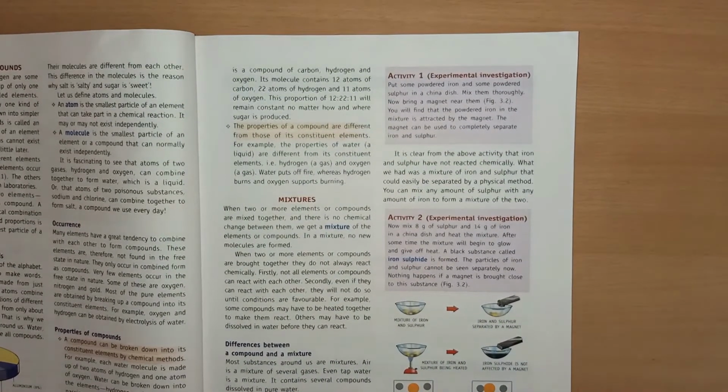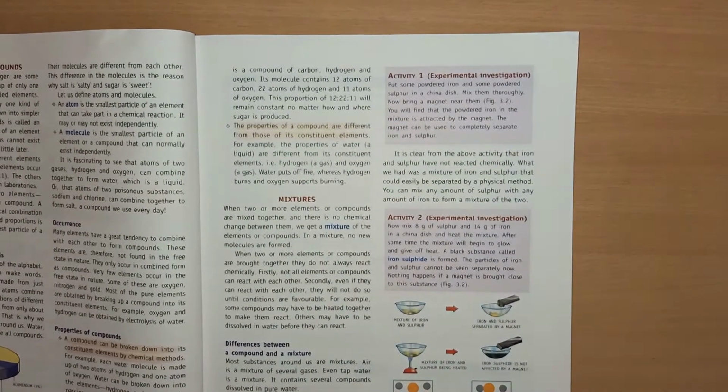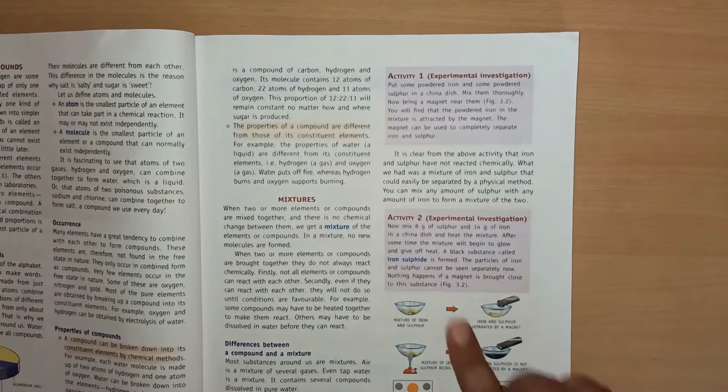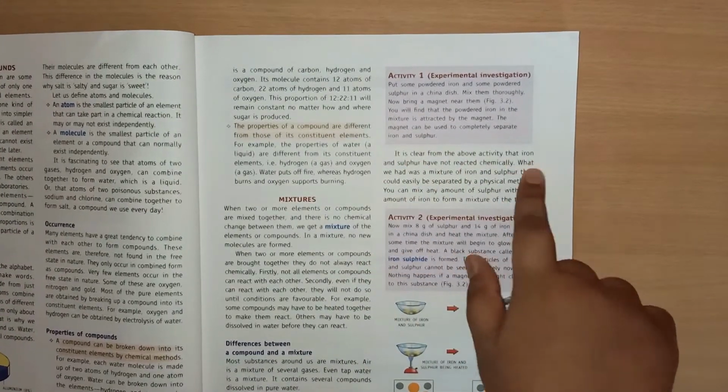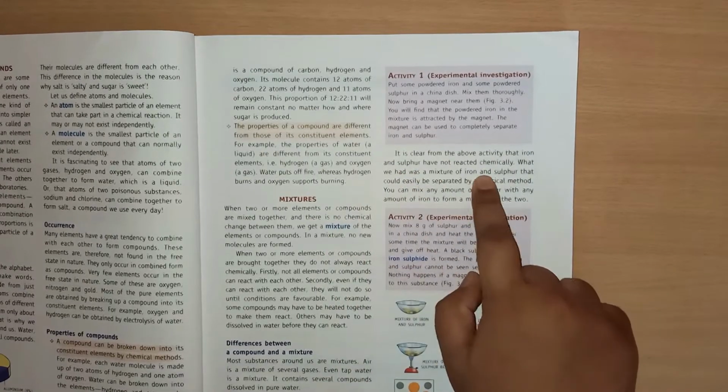So it is an activity which is showing that when we mix powdered iron and powdered sulfur thoroughly, and when we bring a bar magnet near to them, the iron will stick to the magnet, and it can be separated easily. It is clear from the above activity that iron and sulfur have not reacted chemically.